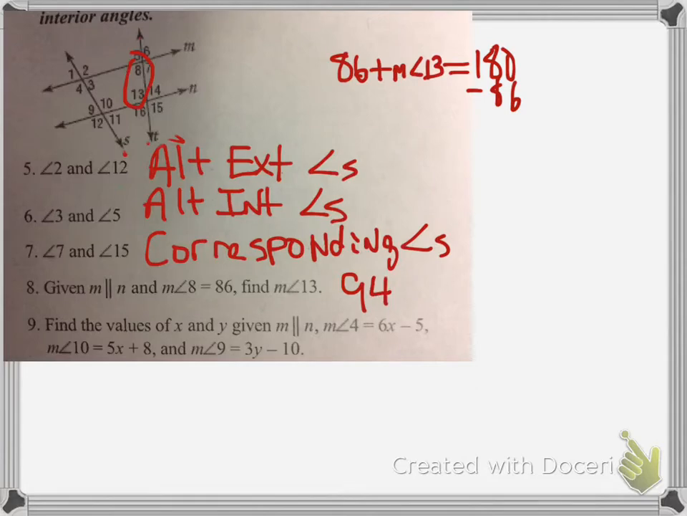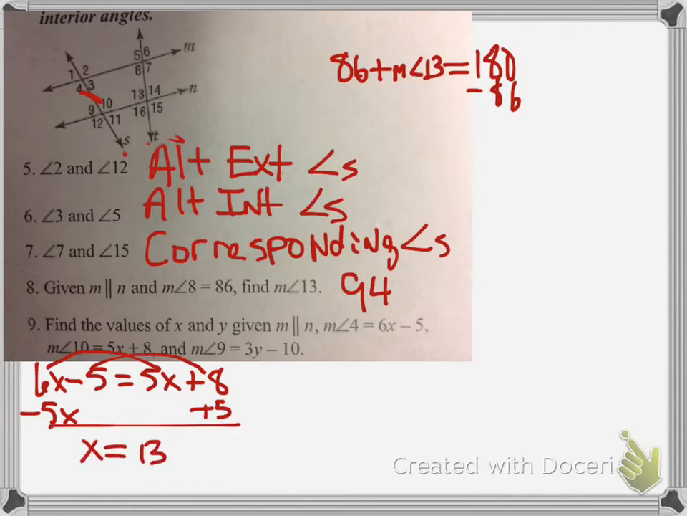Find the values of x and y given that m and n are parallel, and the measurement of angle 4 is 6x minus 5, angle 10 is 5x plus 8, and angle 9 is 3y plus 10. Okay, so let's look at this. Angle 4 and angle 10 are alternate interior angles, which means they are congruent. So 6x minus 5 equals 5x plus 8. So this would be minus 5x plus 5. So x equals 13.